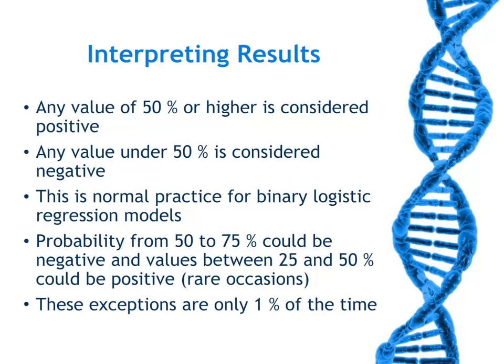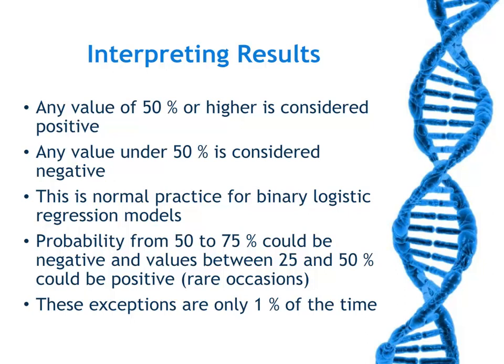There's also a little bit required in interpretation of these results. Any value that shows 50% or higher is considered positive. Any value that's under 50% is considered negative. This is a normal practice for binary logistic regression models.